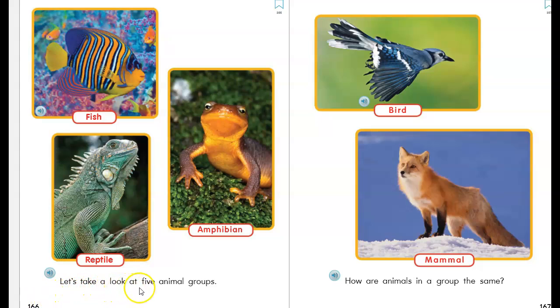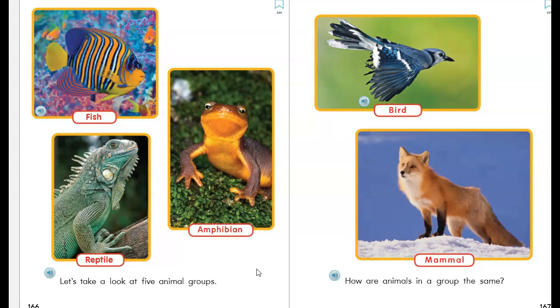Let's take a look at 5 animal groups. How are animals in a group the same? Let's look at our labels that are on our page. We see the 5 animal groups. The first is fish, reptile, amphibian, bird, and mammal. So those are the 5 animal groups.